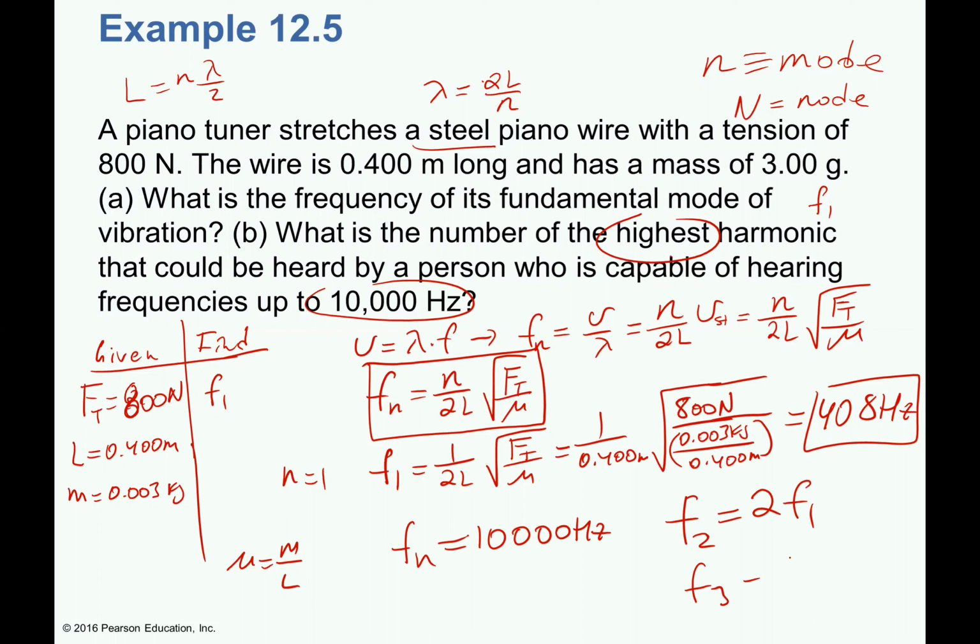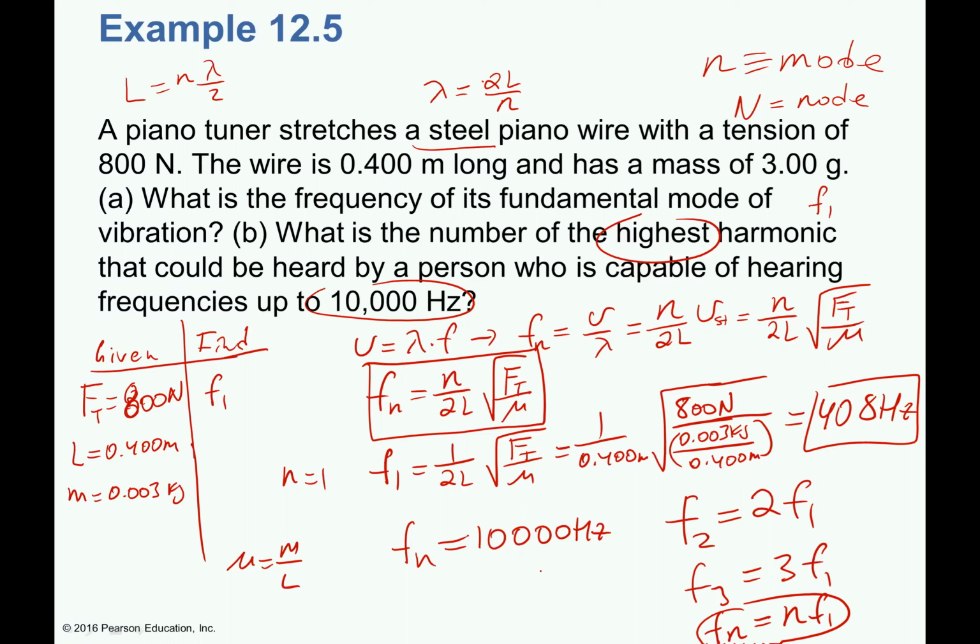Third harmonic will be 3 times the fundamental. Or let's say some n number, for example, the 8th harmonic. Or think like this: the nth harmonic will be n times the fundamental, okay? That means I can use this equation to find what the n is, because we want to find what is the highest mode.